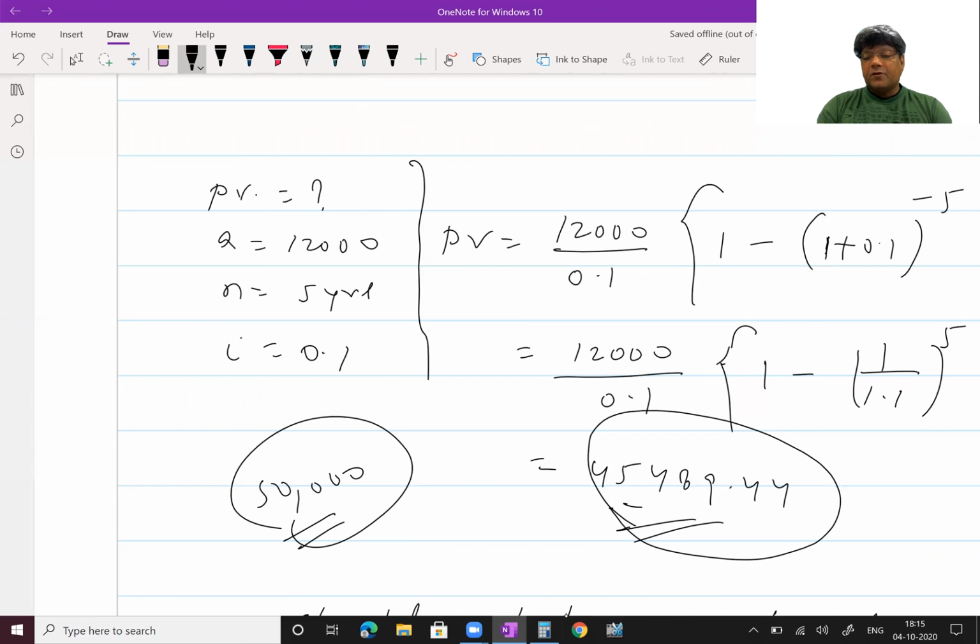When will we purchase the machine? When its contribution will be higher than our investment. Inflow will be 45489 at today's date, and outflow will be 50,000. Obviously, we are interested in inflow being more than the outflow.